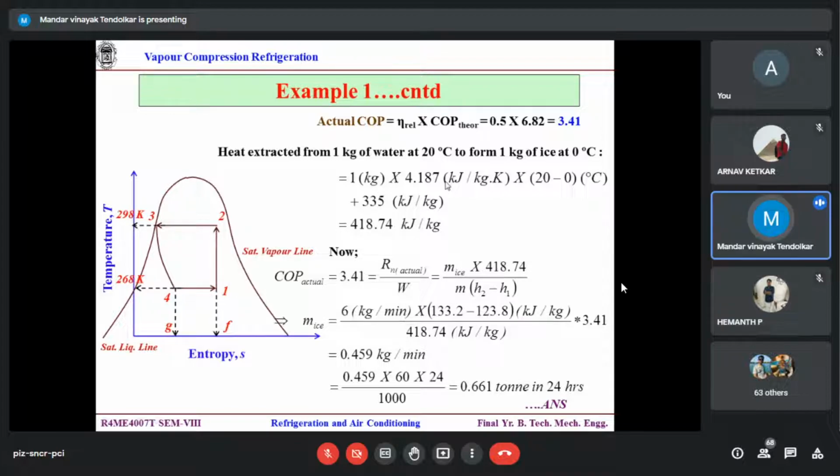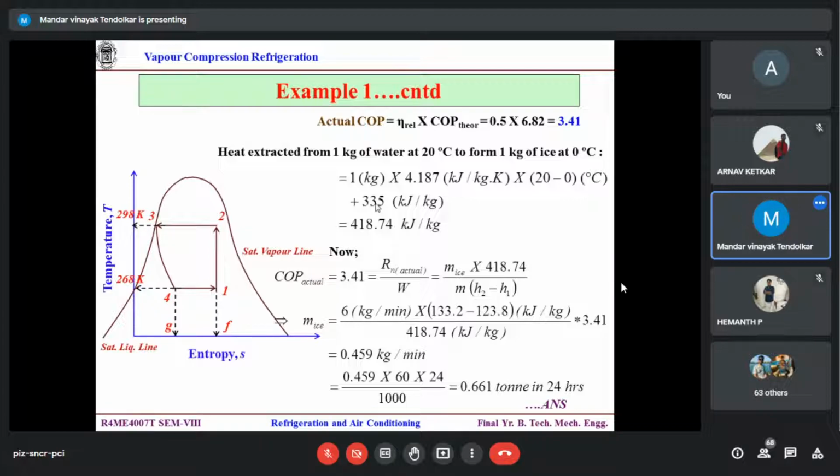So 1 kg into Cp into dt, that is the sensible heat rejection, from 20 degree water to 0 degree water. And then the further latent part, because 0 degree water to 0 degree ice is what we want. So is this calculation correct? Now you can realize that out of 418, the major factor is 335. If you miss the latent part, I need not even check anything further.